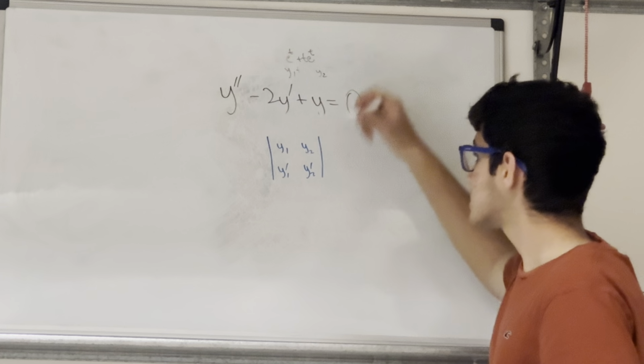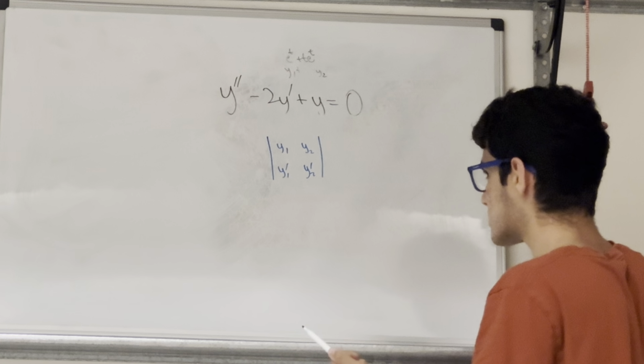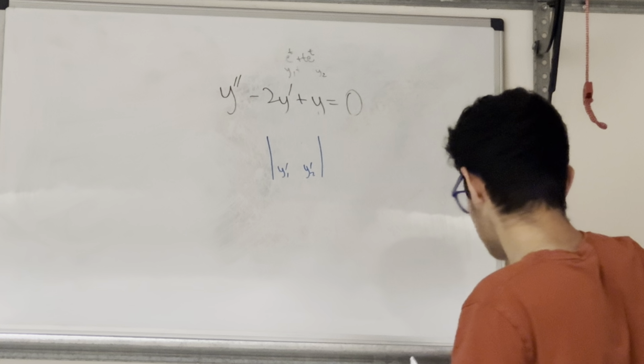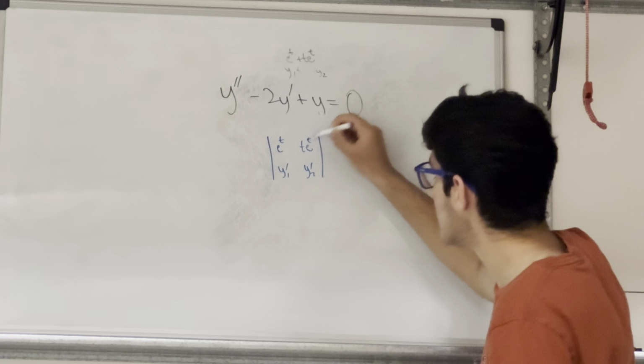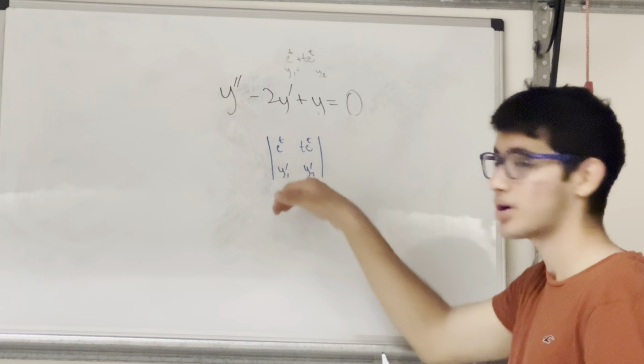We know y1 is just e to the t. So actually, you've seen the matrix, you've seen how it's defined, so I'm just going to go ahead and plug in the answers now. So this will just be e to the t. This will be t e to the t. Remember, we took out the constants because this is just with y1, y2.